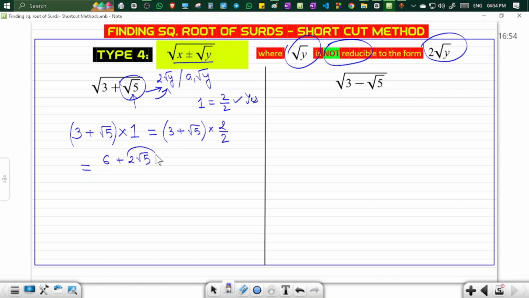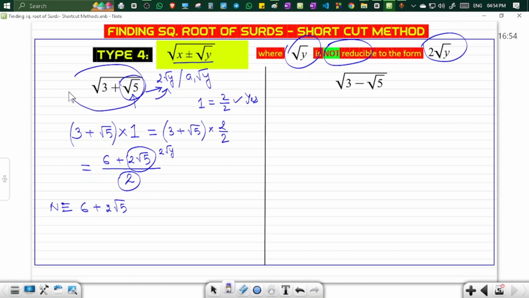Now we get the format 2 root y. Here 2 root over y. We wanted this format, right? And the denominator should be 2. Leave this denominator as it is for the time being. Now let us consider only the numerator. Numerator is what? Numerator is this one, 6 plus 2 root 5.